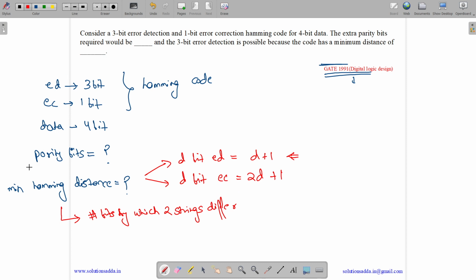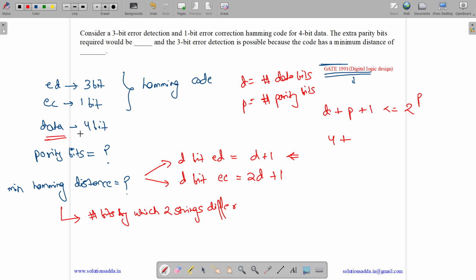It is asking for the number of parity bits required. We have a formula for this: D plus P plus 1 should be less than or equal to 2 to the power P, where D is the number of data bits and P is the number of parity bits. Now, what is the number of data bits? We have 4 data bits. The number of parity bits we do not know. So let us do it by hit and trial method.